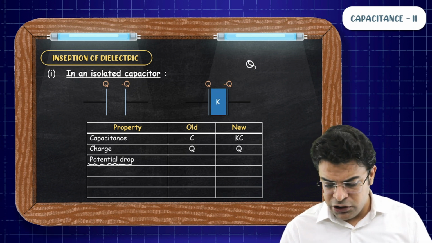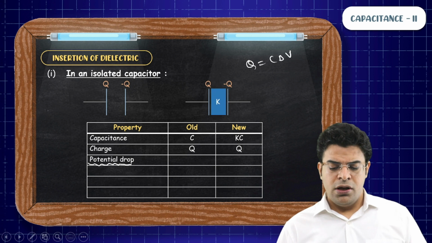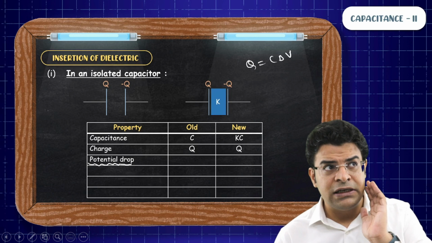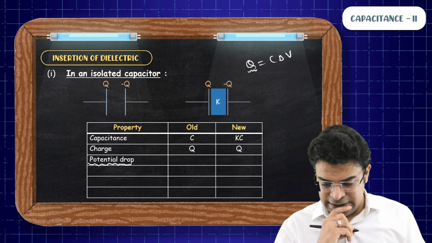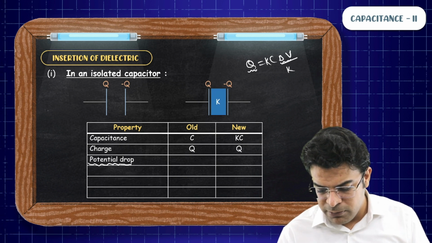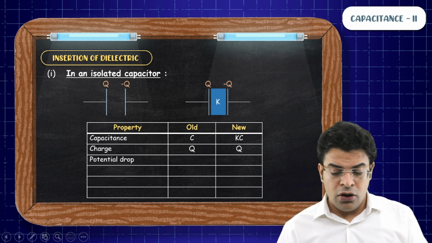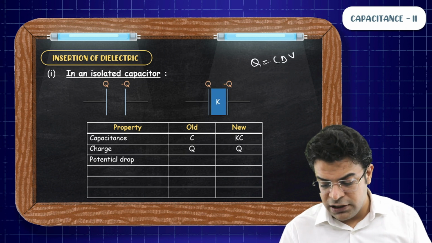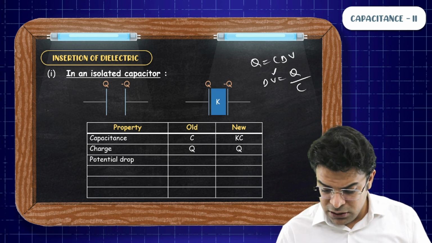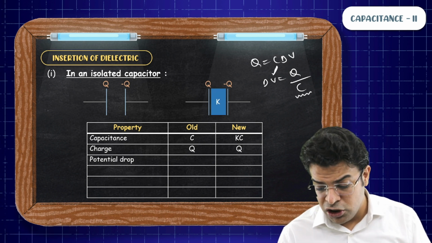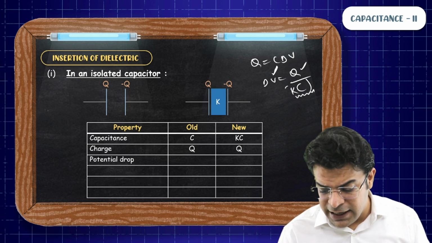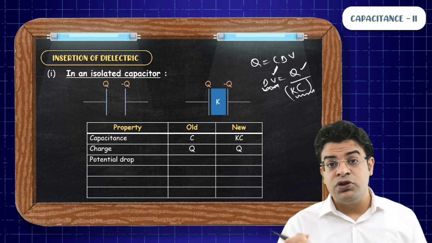The next property: what happens to the potential drop across the plates? Now you can think that Q equals C delta V. Yes sir. For this isolated capacitor, when you insert the dielectric, the charge remains the same, but the capacitance becomes K times. So the potential drop should become 1 by K times so that the charge remains the same. Or you can think this way: Q equals C delta V, so delta V equals Q by C. The potential drop is inversely proportional to the capacitance as the charge is constant. So if the capacitance becomes K times, the potential drop becomes 1 by K times.